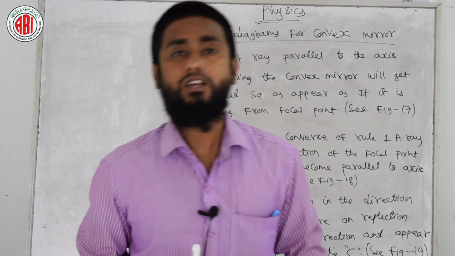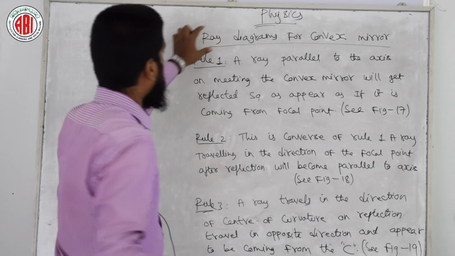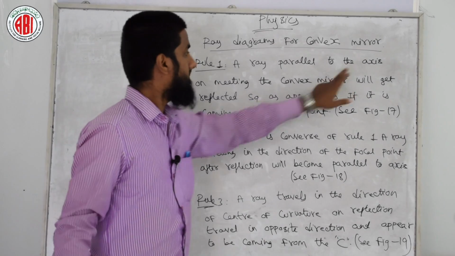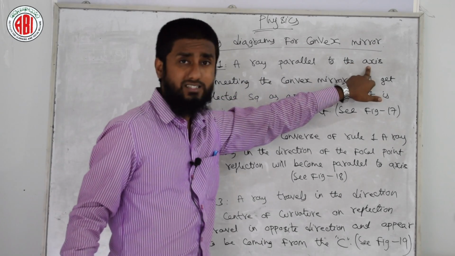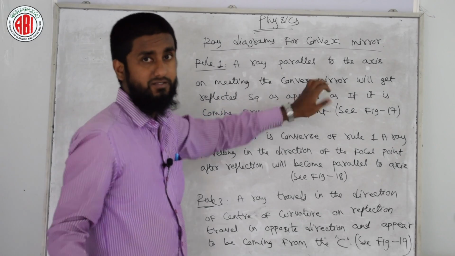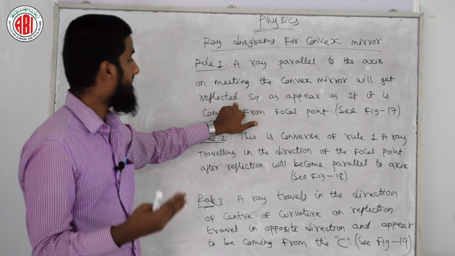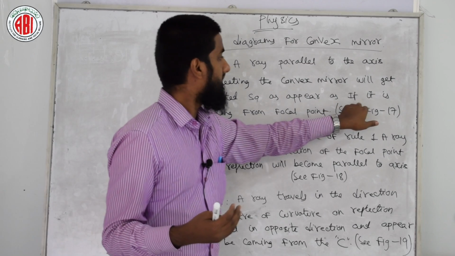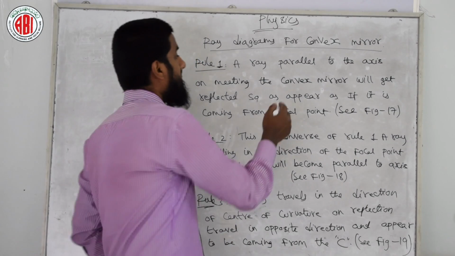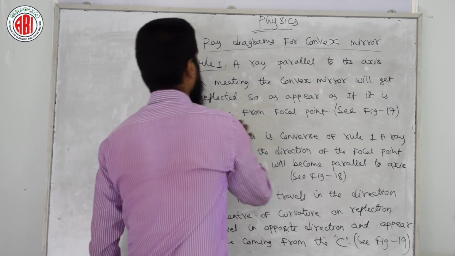So let's learn about the rule for ray diagram of convex mirror. Okay, look at here, ray diagram for convex mirror. A ray parallel to the axis, here axis is nothing but principal axis, on meeting the convex mirror, that means when it is incident on the convex mirror, will get reflected so as appears as if it is coming from the focal point. So here we wrote the sentence: so as appears as if it is coming from the focal point.